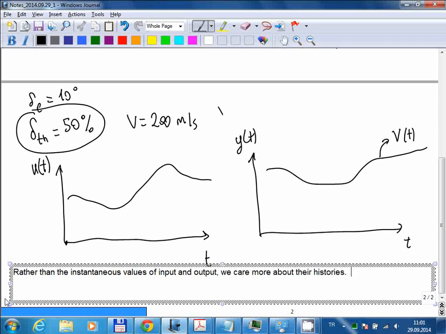Their histories, so inputs and outputs of systems are represented as functions of time. In other words, they are signals. Okay?